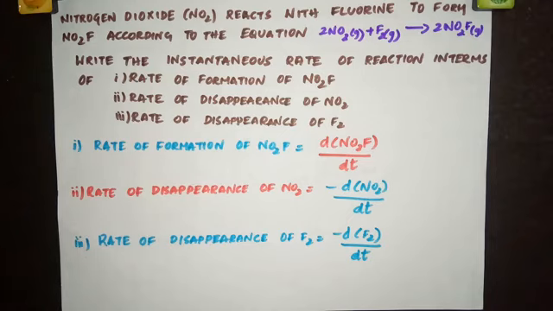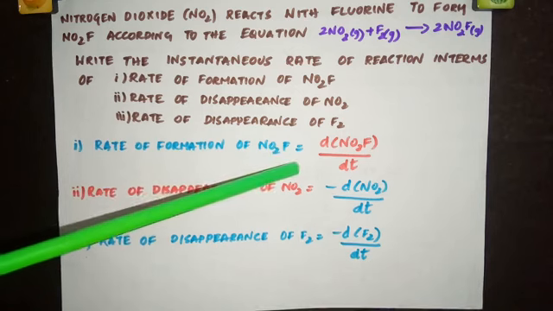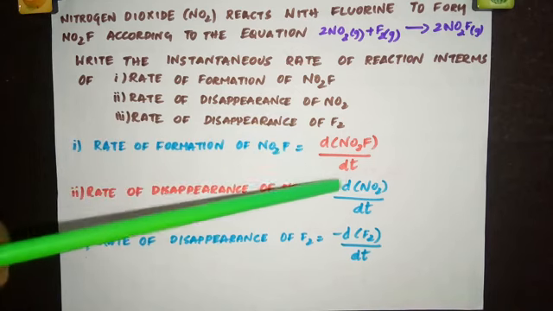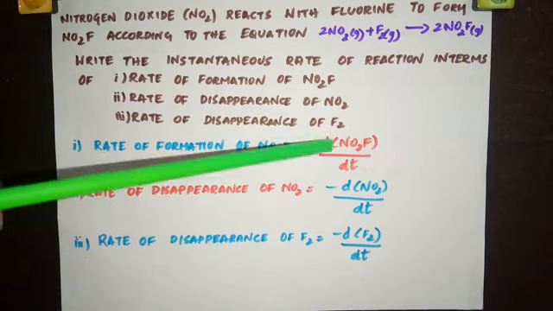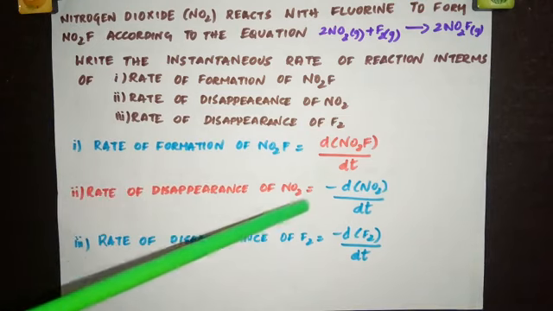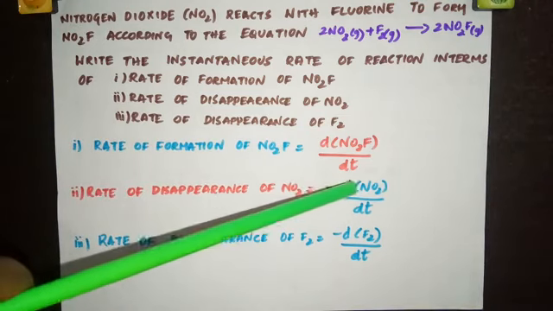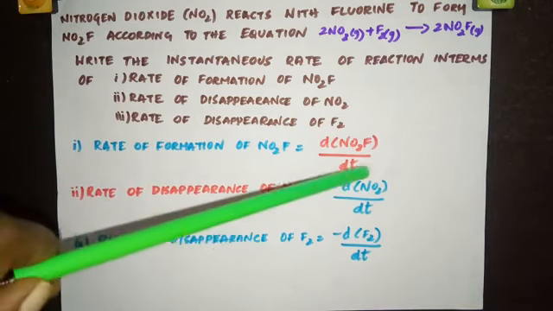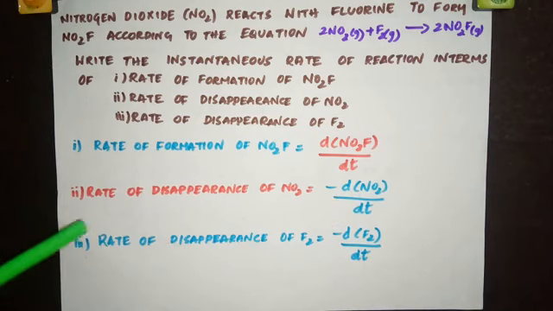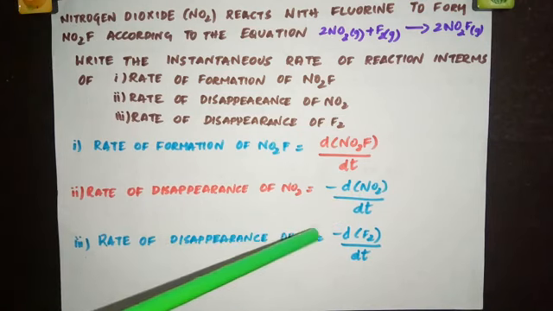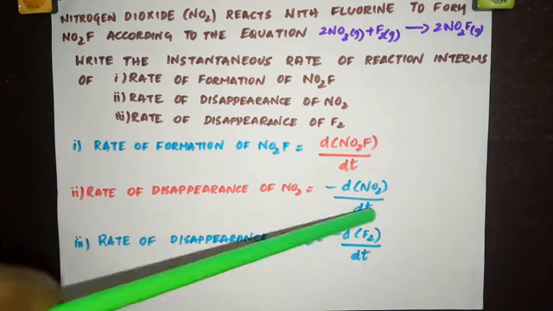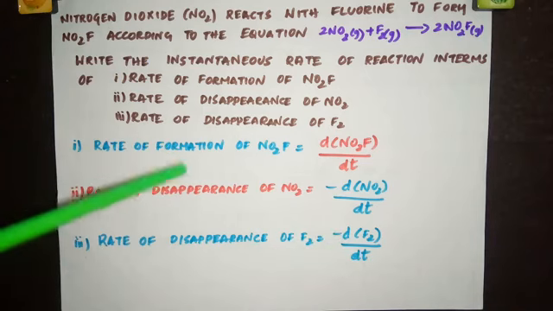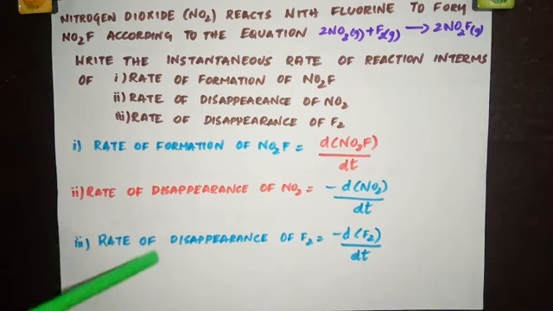So they are actually asking you to write the rate of disappearance and rate of appearance alone. So rate of formation of NO2F is equal to d[NO2F] by dt. Don't worry about the coefficients. Rate of disappearance of NO2 is equal to minus d[NO2] by dt. And same way, rate of disappearance of F2 is equal to minus d[F2] by dt. So you have written the rate of formation and disappearance.